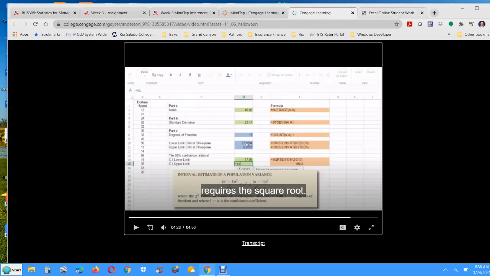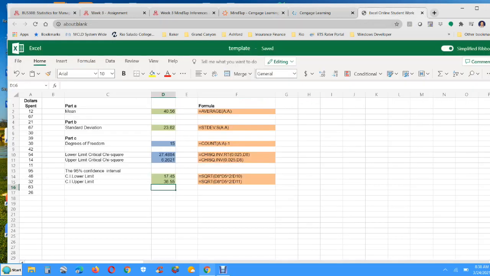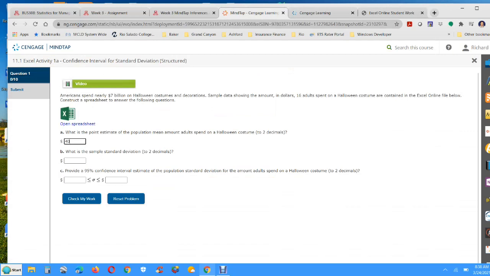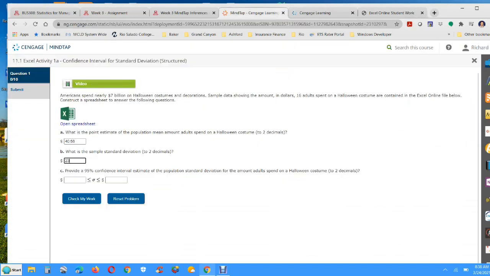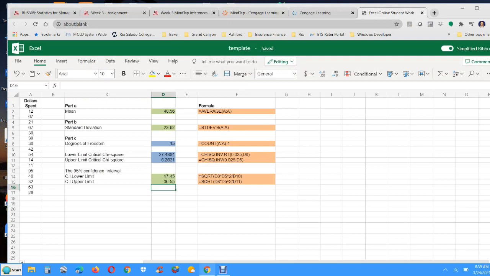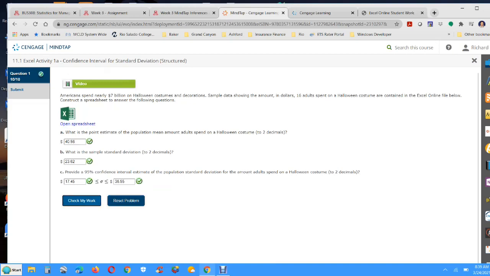Let's see how I did. So I'm going to take these values now and go type them into MindTap. What's the point estimate of the population mean? Okay, so that was 40.56. What's the sample standard deviation? That was 23.62. And the 95% confidence interval from 17.45 up to 36.55. And you can see I checked my work, I got them all correct.